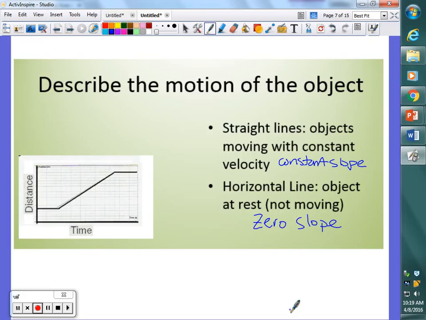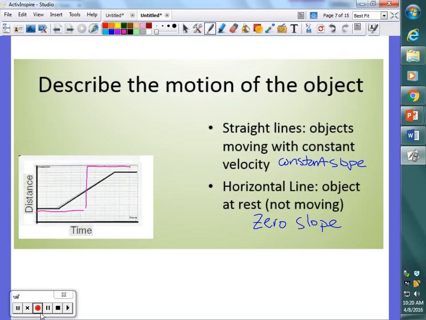For a distance over time graph, could you ever have a vertical line? Because that would be no time. Right. So that's a good question. A vertical line on this graph would mean the distance is increasing, but time isn't. So it would be like, okay, here, and then here. Does that make any sense? No, it doesn't make any sense physically.